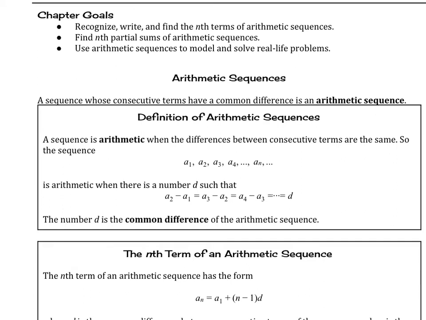A sequence whose consecutive terms have a common difference is called an arithmetic sequence. A sequence is arithmetic when the differences between consecutive terms are the same. For example, the sequence a1, a2, a3, a4, and so on is arithmetic when there is a number d such that a2 minus a1 equals a3 minus a2 equals a4 minus a3, and so on. That is the common difference d.